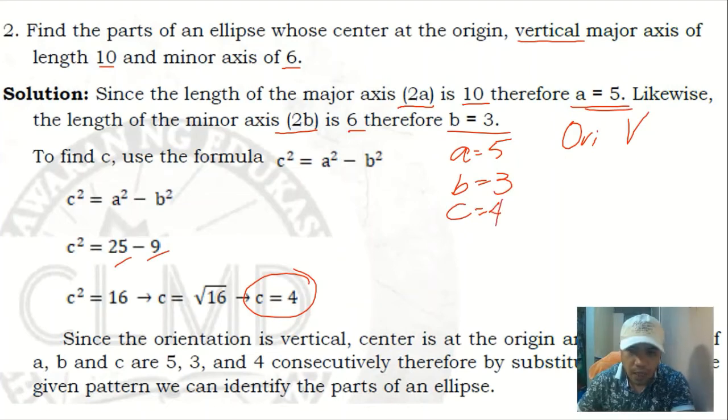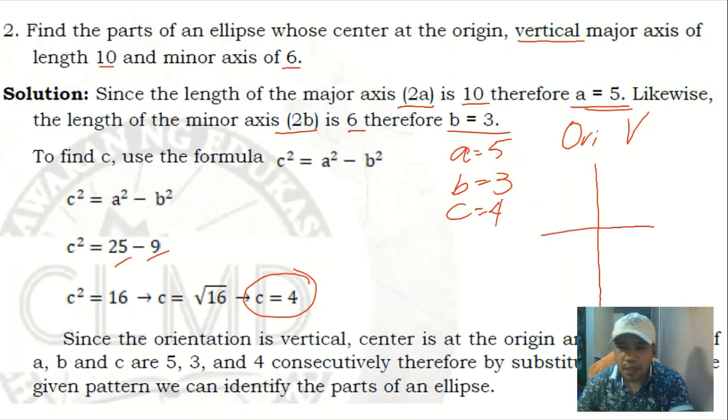Mula dun sa given, we can now try to trace or plot the ellipse. So this is 1, 2, 3, 4, 5. 1, 2, 3, 4, 5. Then yung B is 3. 1, 2, 3. 1, 2, 3. So ito yung nasa taas. Ito yung nasa co-vertex and another vertex. So if we will draw the ellipse, it's yan. Then another half. And if we will try to get the focus, it's in 4.